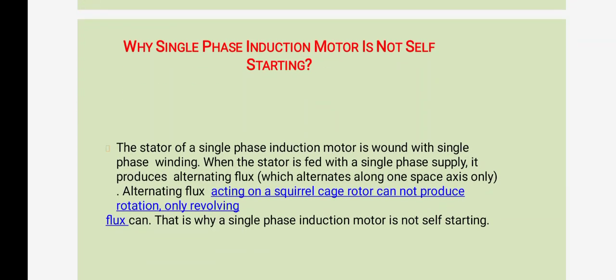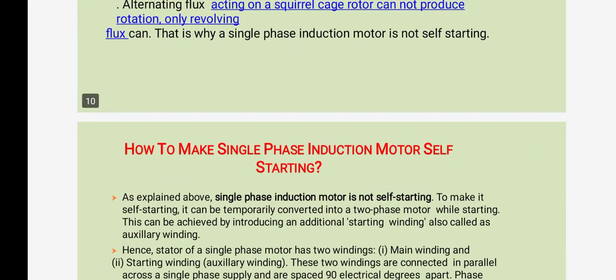Why is the single phase induction motor not self-starting? The stator of the single phase induction motor is wound with a single phase winding. When the stator is fed with a single phase supply, it produces alternating flux which alternates along one space axis only. Alternating flux acting on the squirrel cage rotor cannot produce rotation. Only revolving flux can. That's why a single phase induction motor is not self starting.